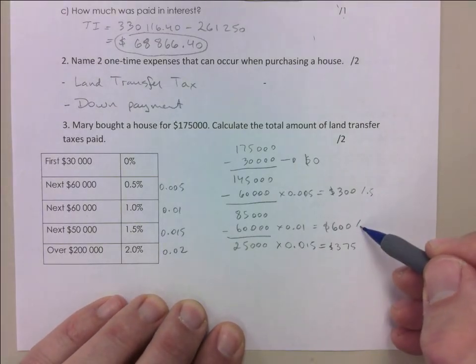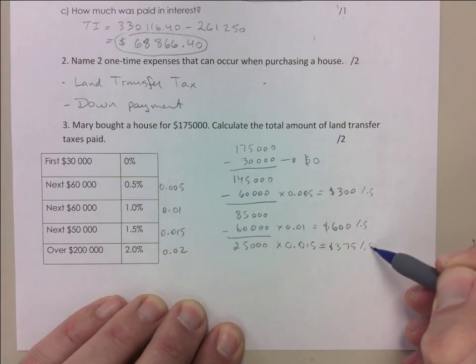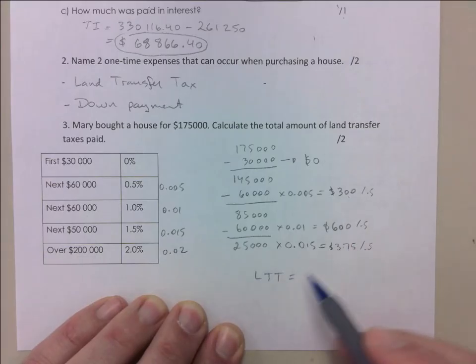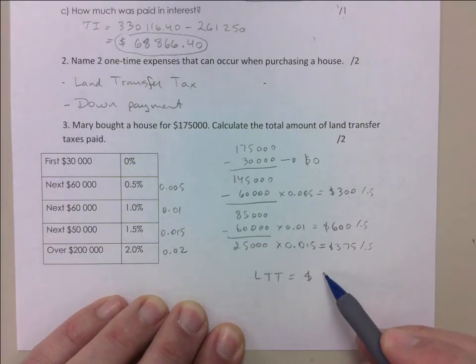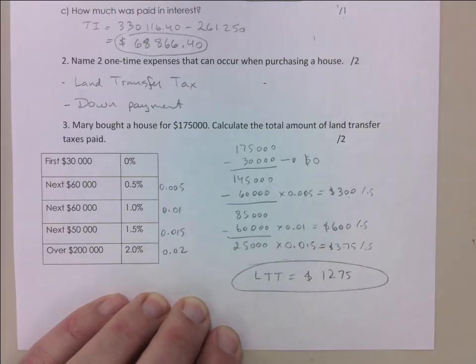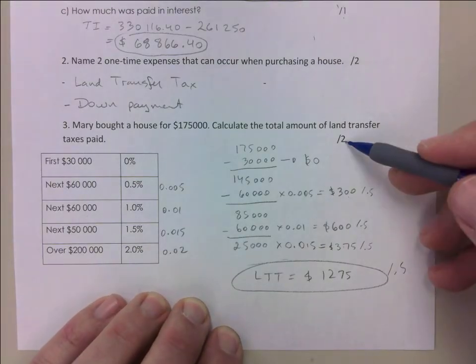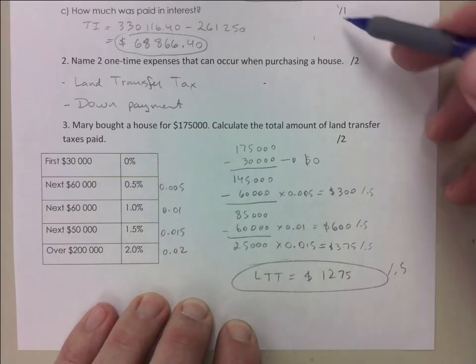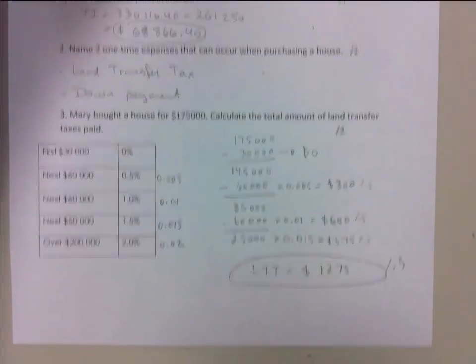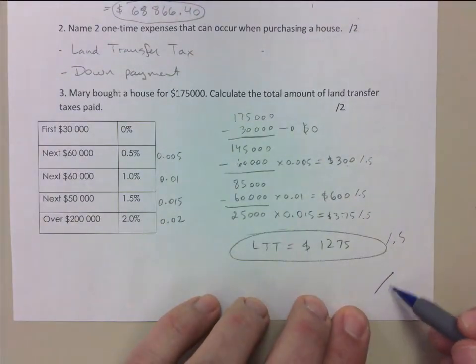Half a mark for the 300, half for the 600, half for the 375, and another half for actually adding everything up. So these three added up gives you $1,275. Half a mark for that. So that's where the 2 marks come from. So 2, 4, 6, and 3, that's 9. So this page is worth 9 marks.